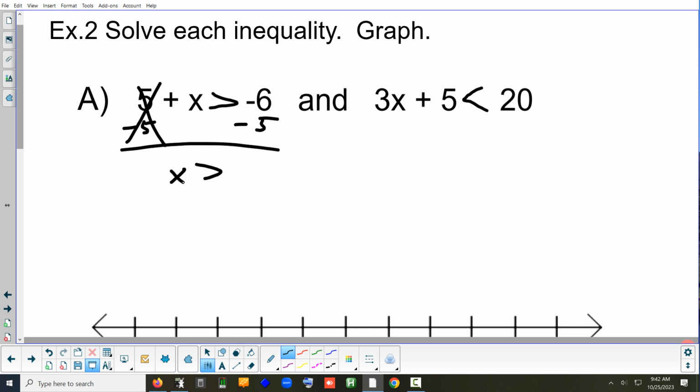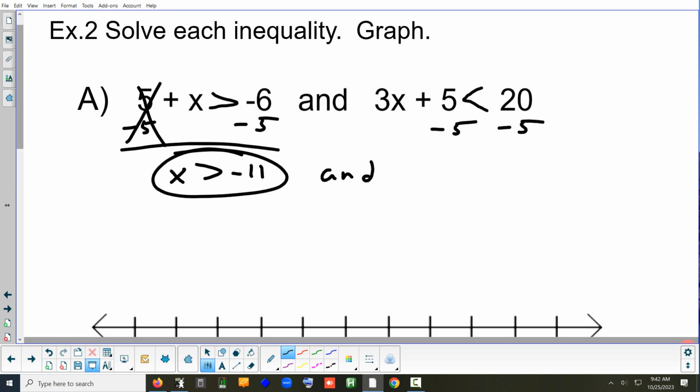negative 6 minus 5, what's that? Negative 11. Yep. Okay, so that's your first part. If you got that, you get credit for solving the first one. Okay, now we have to solve the second one. This one has a couple steps. Eli, what's my first step to solve 3x plus 5 is less than 20? Minus 5. Yep. So minus the 5 from both sides, and 5 minus 5 cancels. And I get 3x is less than 15.